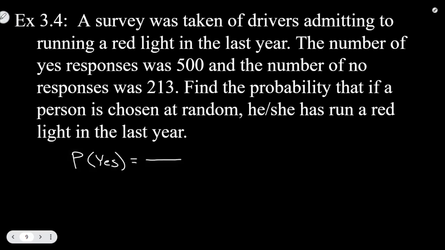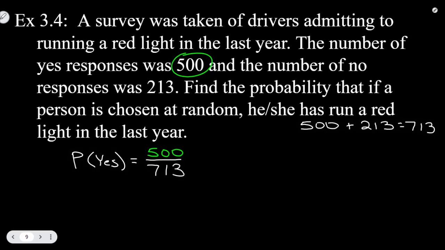And the number of ways that could occur is this 500. 500 people responded and admitted that they had run a red light. And then we need the total on the bottom. So if we know there were 500 yeses and there were 213 no's, we have to add those together to get the total of 713.